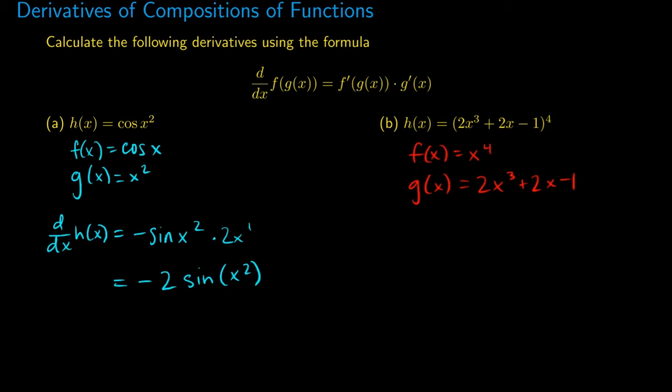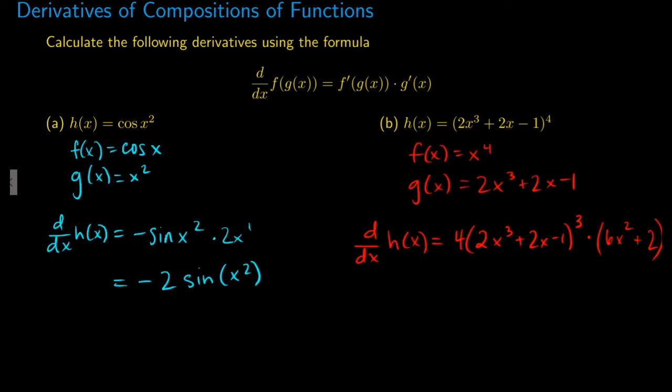So you see the derivative here of h of x is f prime, and f prime is going to be 4x cubed, but we want g of x to be the argument, so we have 4 times the quantity 2x cubed plus 2x minus 1 cubed times g prime of x, the derivative of the inside. The derivative of 2x cubed is 6x squared, plus the derivative of 2x is just 2, and the derivative of minus 1 is 0.